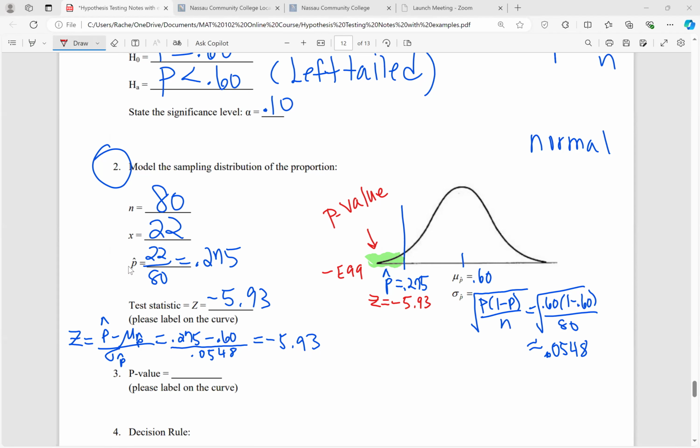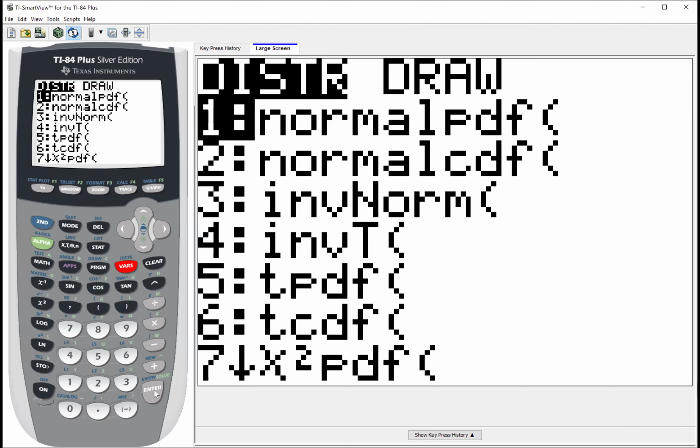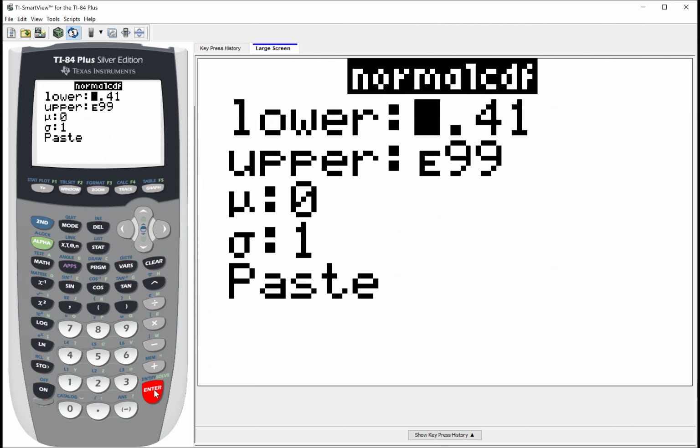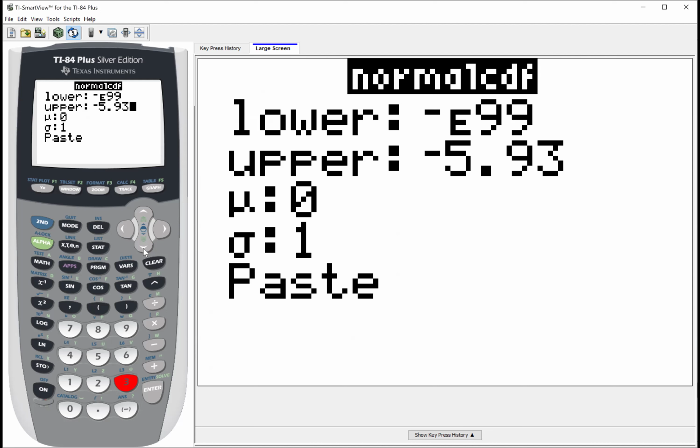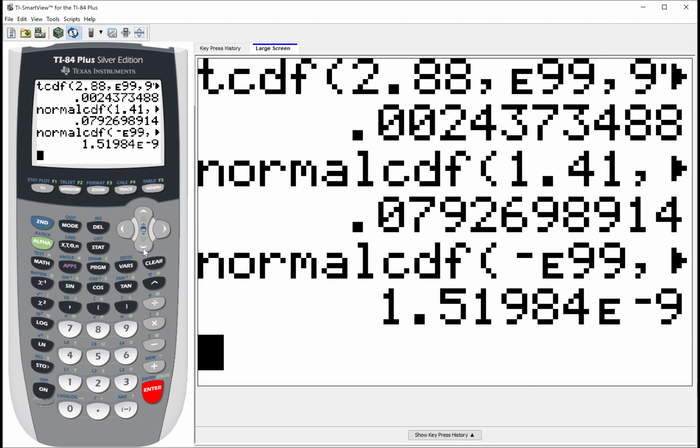So normal CDF, so second and then the VARS key, option 2, normal CDF. My lower bound is negative E99. And we said we'll use the z-score for the upper bound. So that's going to be negative 5.93. And since that's the z-score, the mean is 0, the standard deviation is 1. And we could hit enter, paste it, and then enter again.